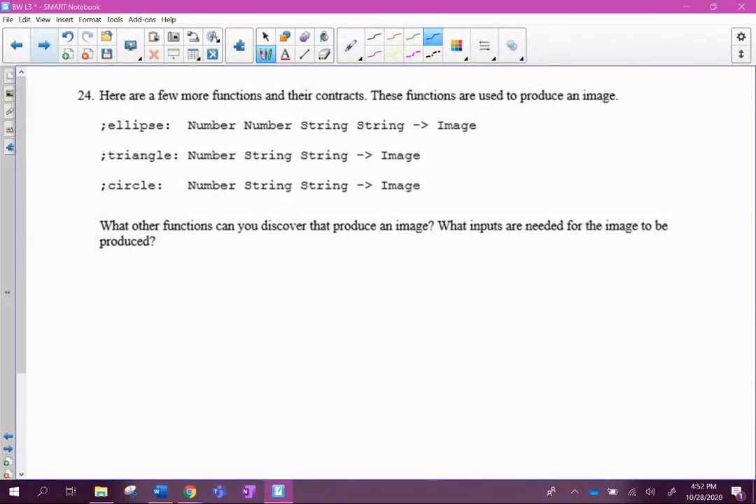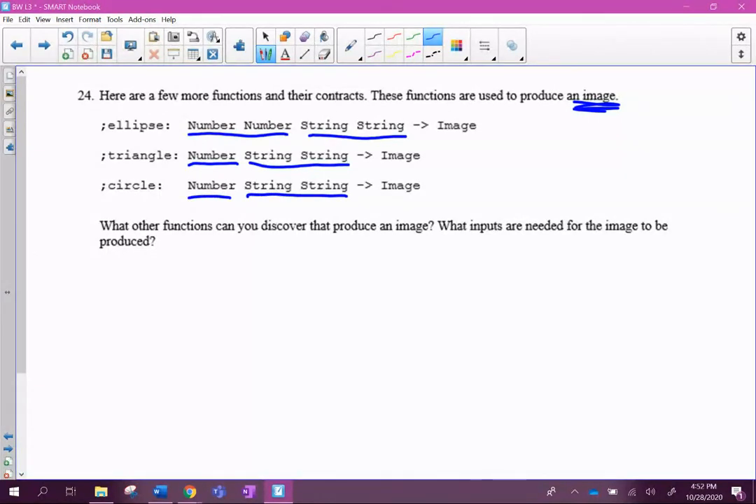All right. Here are a few more functions and their contracts. These functions are used to produce an image. So we have an ellipse, a triangle, and a circle. Notice how depending on the name of the function, the number of inputs changes. For an ellipse, I need 2 numbers and 2 strings. For a triangle, I need 1 number and 2 strings. And for a circle, I also need 1 number and 2 strings.